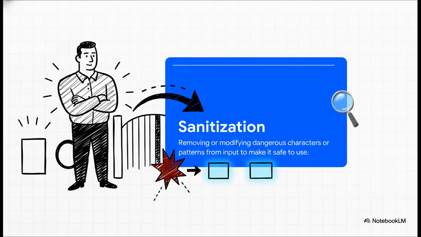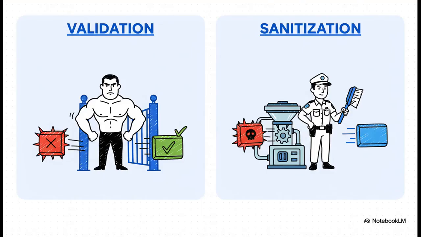And then we have its partner, sanitization. Now, this is a little different. Imagine someone gets to the front door, but they've got something suspicious. Sanitization is the act of disarming that item. So instead of just rejecting the input, it modifies it. It strips out the dangerous parts, like weird characters or bits of code, to make the data totally harmless before the application touches it.